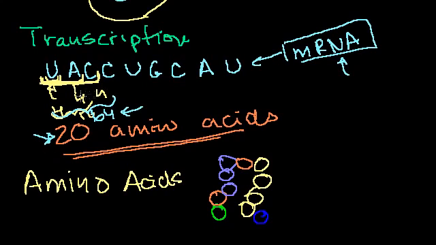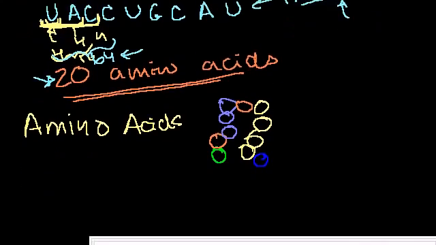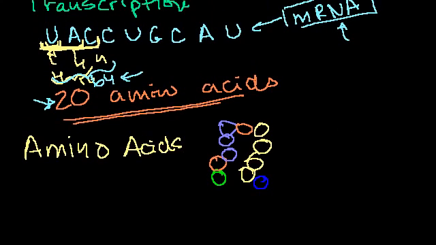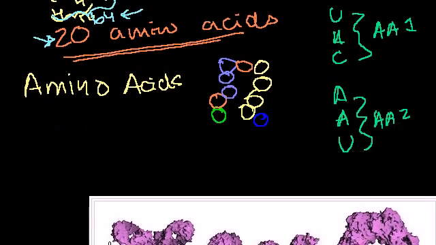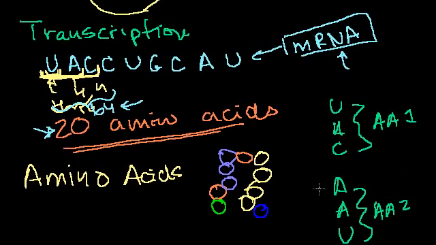So we can even have redundant combinations code for different amino acids. For example, let's say, and this isn't the actual code, but maybe UAC, and I should look these up, codes for amino acid number 1. And let's say AAU codes for amino acid number 2. I think you get the idea. If I have GGG, this codes for amino acid number 10.